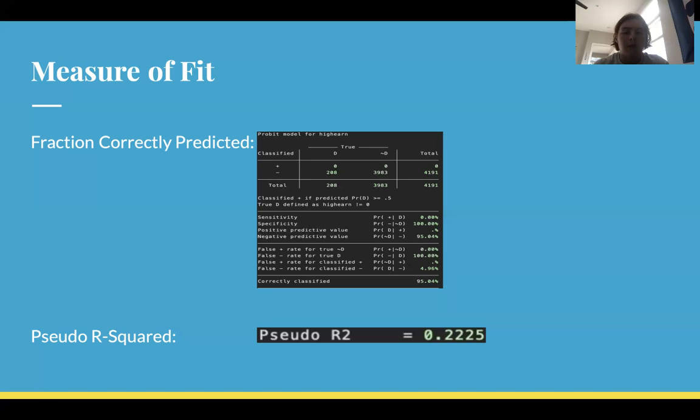And so that is a great statistic because the cutoff is 80%. So that shows that we have a good guess for whether or not someone will be a high earner or a non-high earner based on our variables.